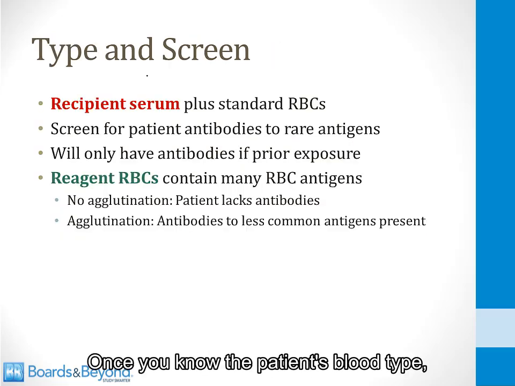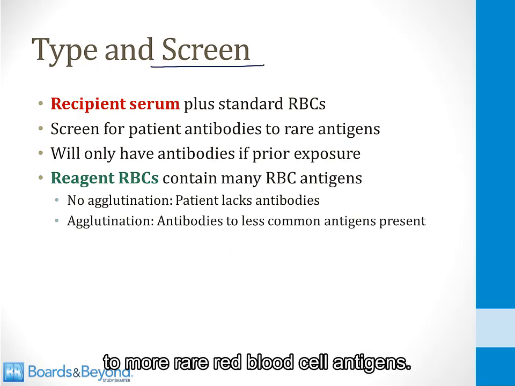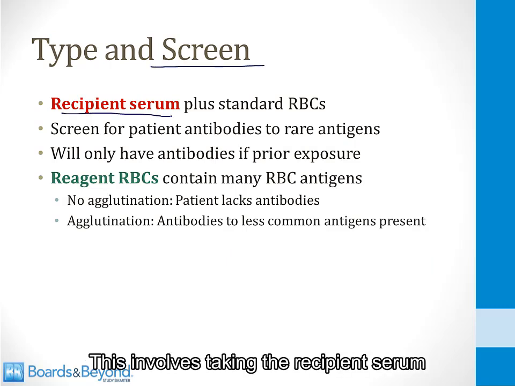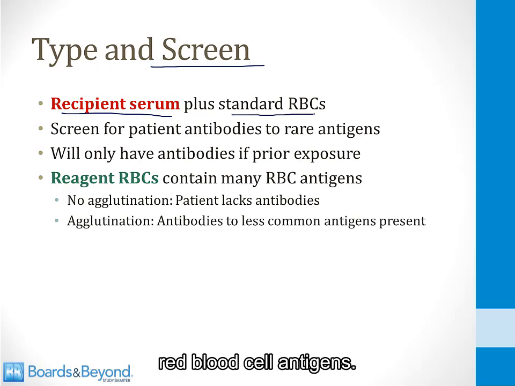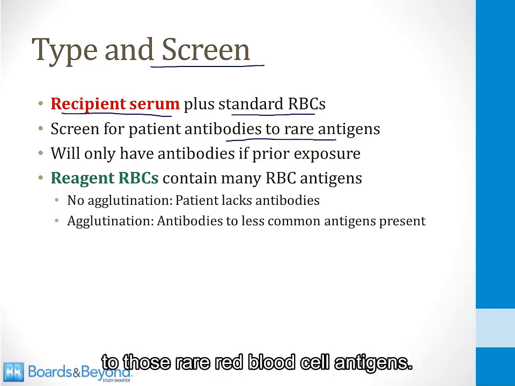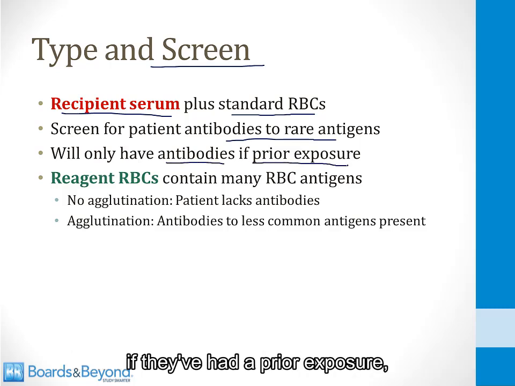Once you know the patient's blood type, you can do a screen for other antibodies to more rare red blood cell antigens. This involves taking the recipient's serum and adding it to standard red blood cells that contain many different red blood cell antigens. This will screen for any antibodies to those rare red blood cell antigens. Patients will only have antibodies to these antigens if they've had a prior exposure, for example from previous transfusions or a pregnancy.